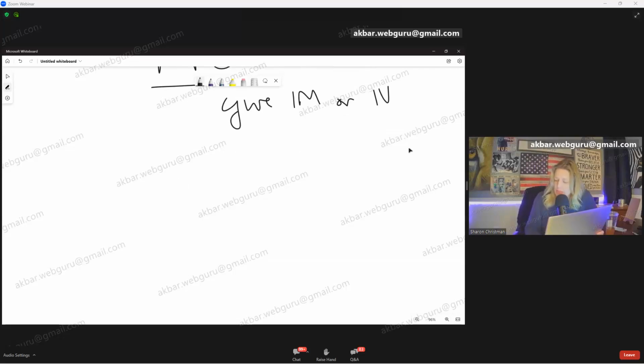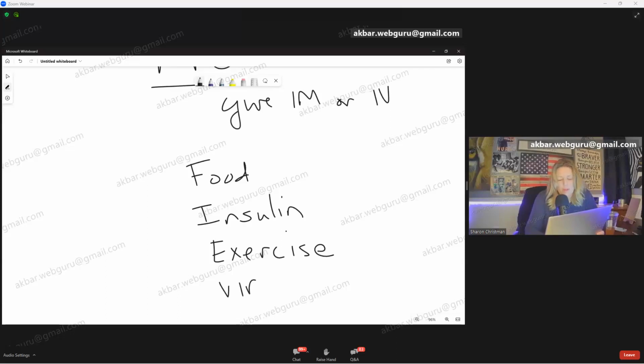High blood sugar and type 1 diabetes. This is DKA, which we've talked about already. Causes: too much food, not enough insulin, not enough exercise. The number one cause is acute viral upper respiratory infection within the last week.